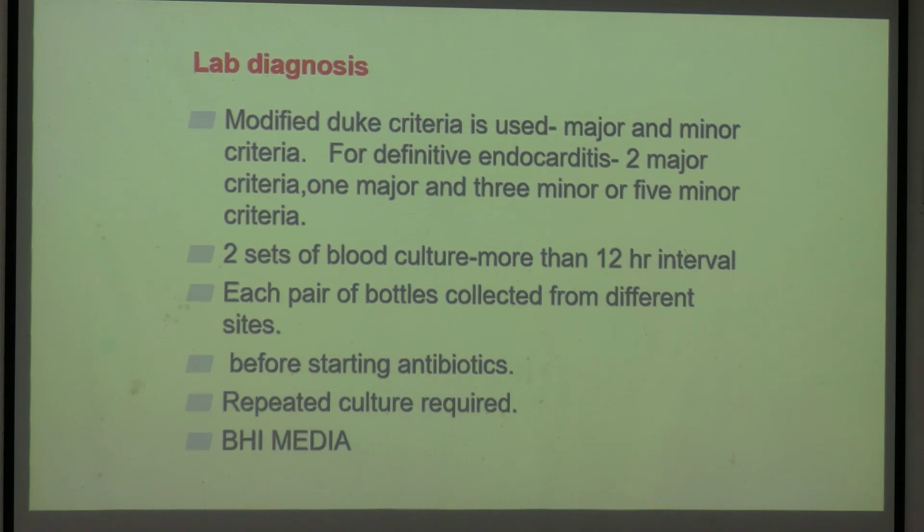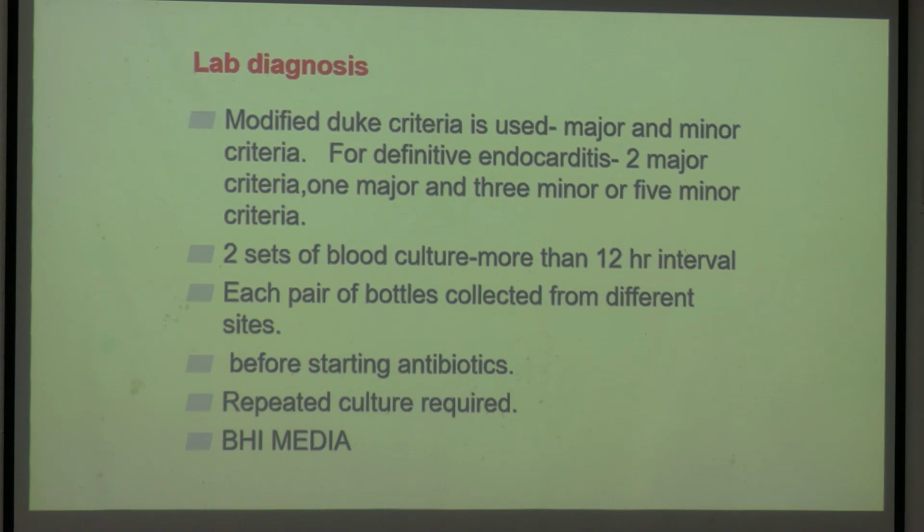Two sets of blood culture with more than 12 hours interval. Now one blood culture, and after a 12-hour interval another blood culture from another site is required. Each pair of bottles is collected from a different site. Every time you have to collect 2 bottles at least, if not 3 bottles. But collecting such an amount of blood is really difficult. So at least 2 bottles, one for aerobic culture, another for anaerobic culture.